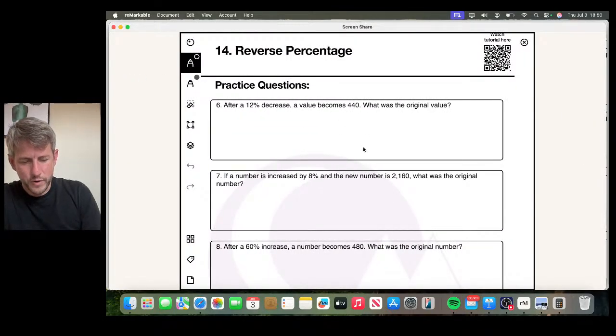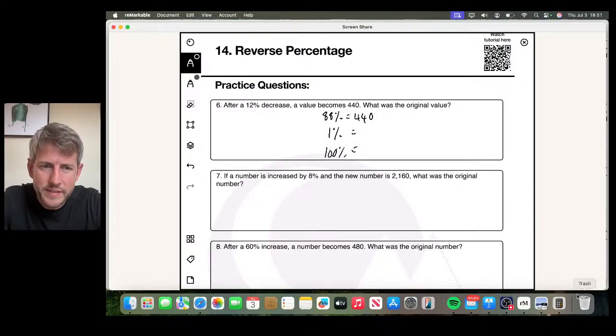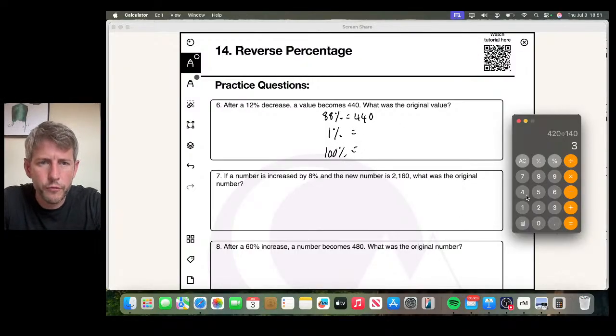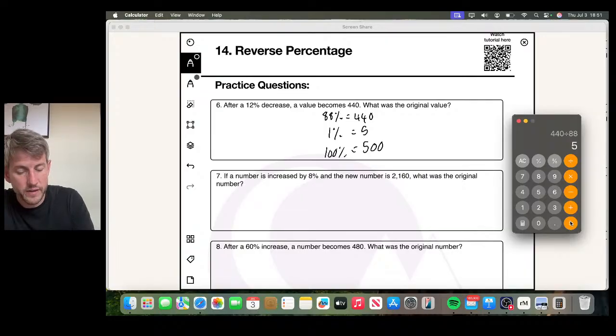Okay, so it decreases by 12%. So that's going to be 88% will equal 440. So we can find 1% and then we can find our 100%. So let's get the calculator out. So we've got 440 divided by 88 equals 5. And then that means that will be 500. So 500 decreased by 12% becomes 440. Okay.